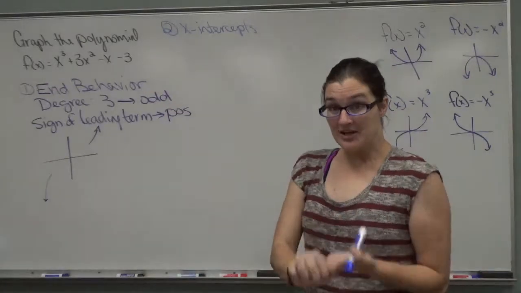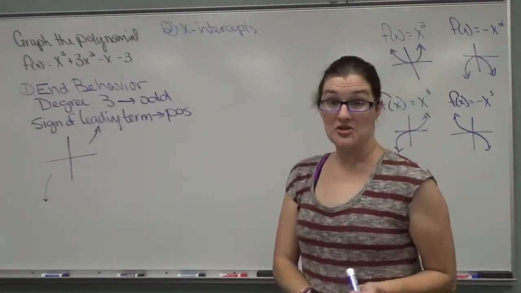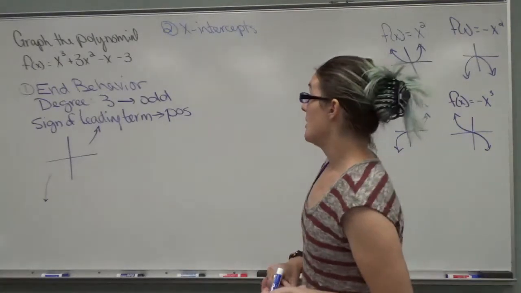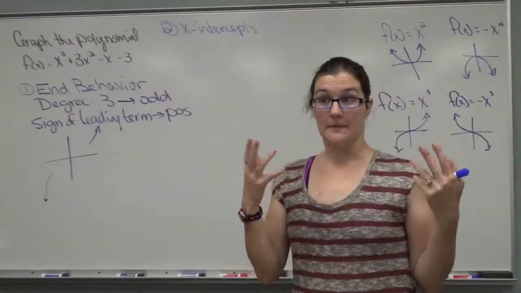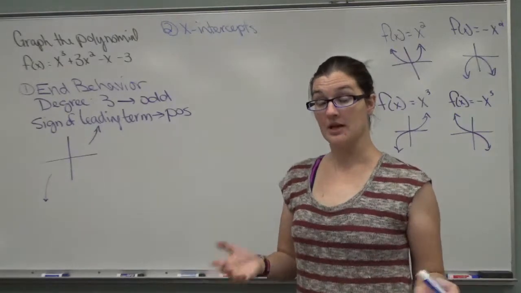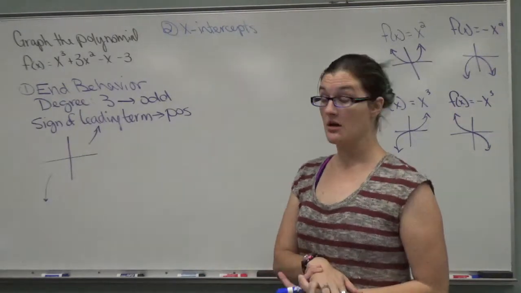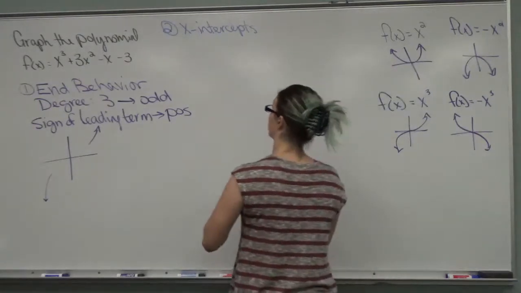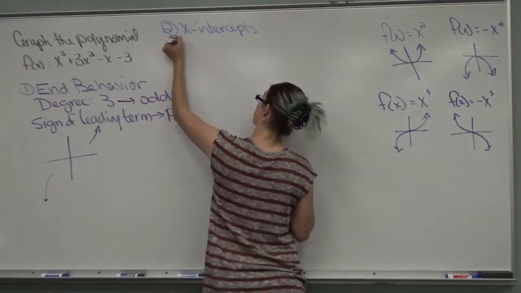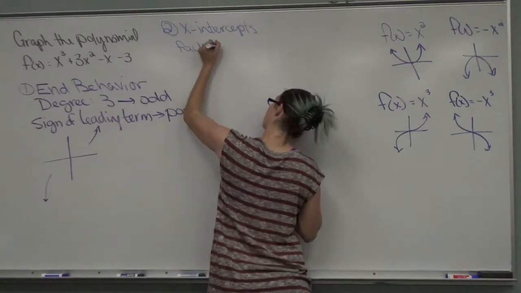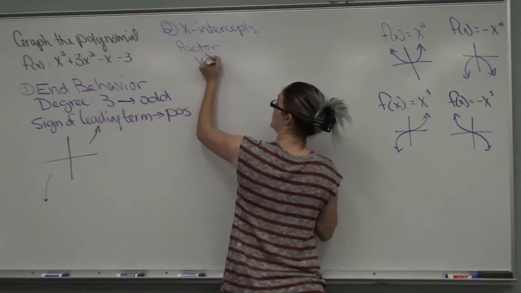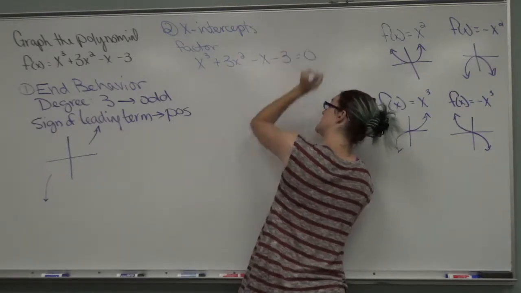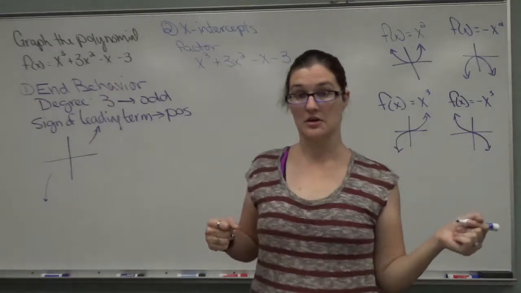If it could not factor, you could not use the quadratic formula because that only works when the degree is 2. You could use the rational zeros theorem and do synthetic division or long division. Those would be your only other options, your main other options. Okay? But for here, this one can factor. So we are going to factor x cubed plus 3x squared minus x minus 3 equal to 0, because we want the zeros.